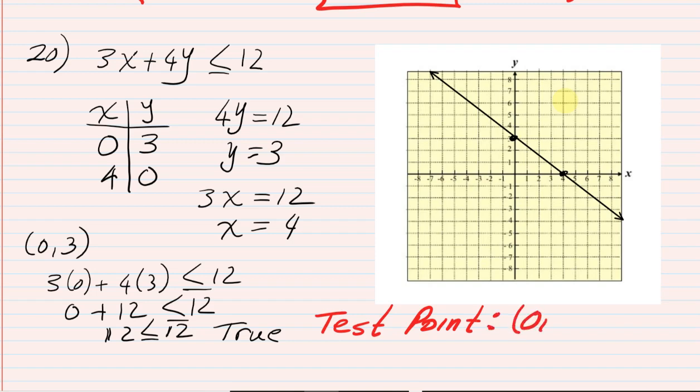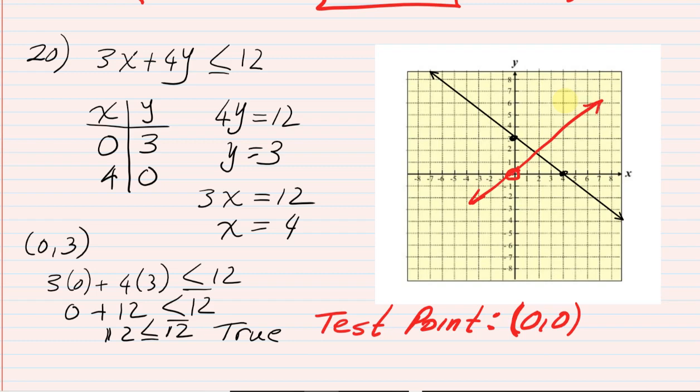The only time the 0, 0, that is the origin, doesn't work is if the line goes through the origin, because remember, we're not allowed to pick points on the line for our test points. And when that happens, for example, let's say I have a line that goes right here like that, I cannot pick 0, 0.